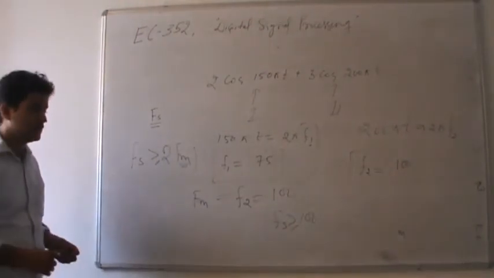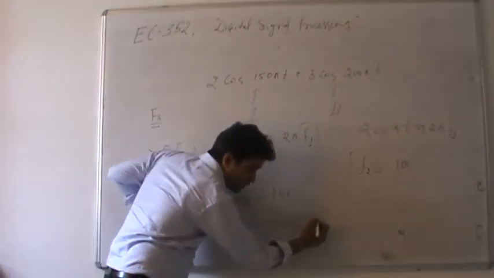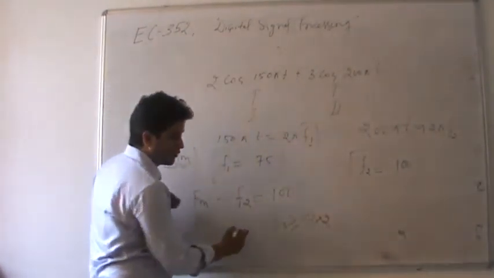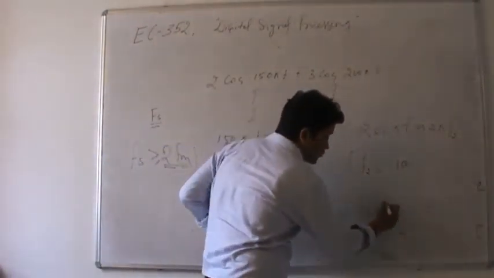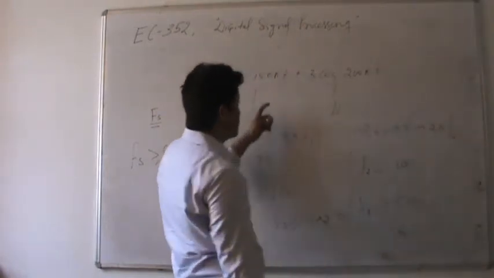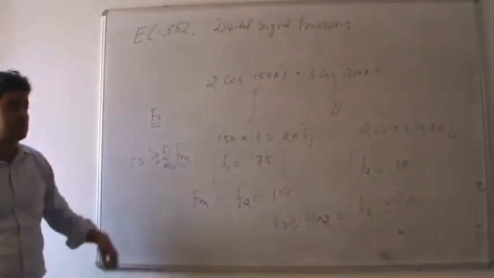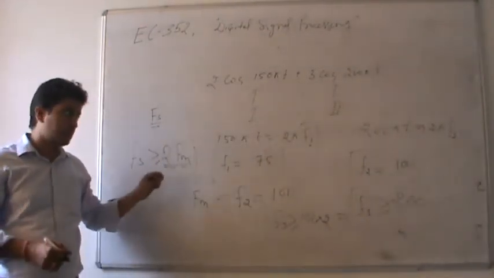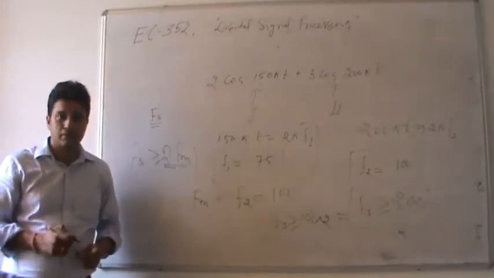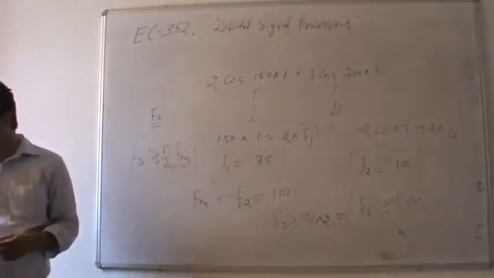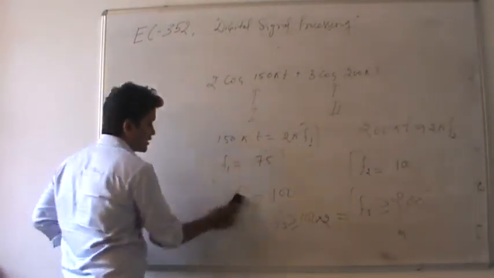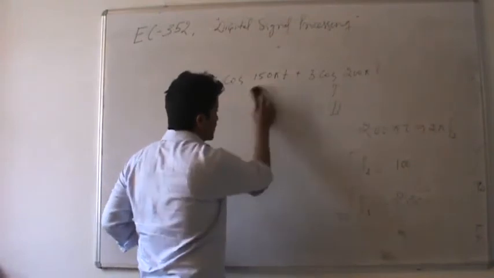This is our answer. Now the original condition is that fs should be greater than twice fm. Twice fm. So what I can say here is fs should be greater than or equal to at least 200, so that we can recover the original information from the sampled version of this signal. So the appropriate sampling frequency for this problem is 200 hertz, obviously. Alright. Whenever you get a numerical, you can solve it like this to find the sampling frequency.